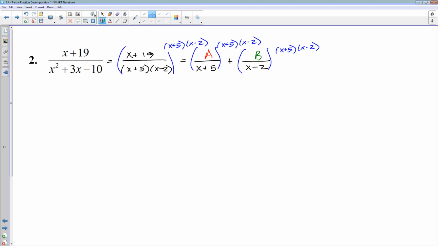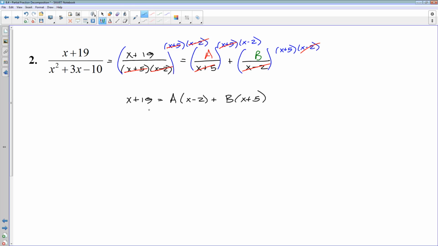Okay, so looking at the first one, x plus 5, x minus 2 cancels, leaving you with only x plus 19 equals. Then this one, x plus 5's cancel, leaving you with a times x minus 2, plus my last fraction, x minus 2 cancels, and you're left with b times x plus 5.